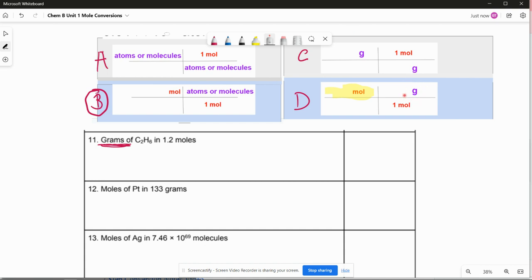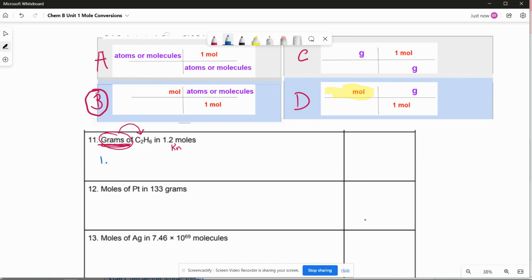Now, this problem down here starts with moles. That's the thing we know, and grams is what we are looking for, grams of C2H6. So now that we know that, we can decide we're going to work with this one that's labeled D up here. Remember, those will always be on the screen for you as you are solving these problems. Let's set this problem up and solve it.